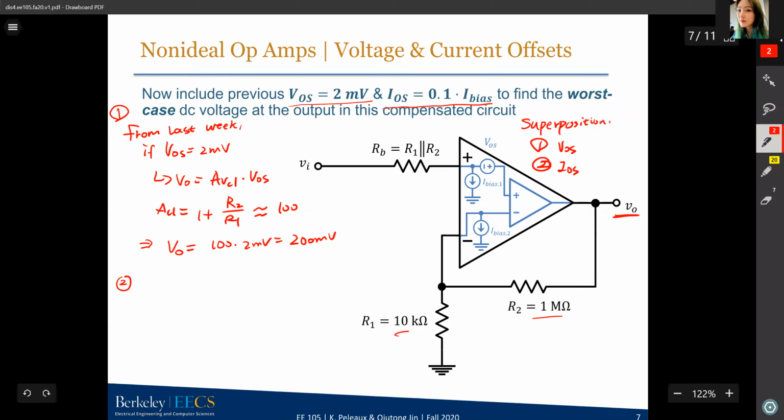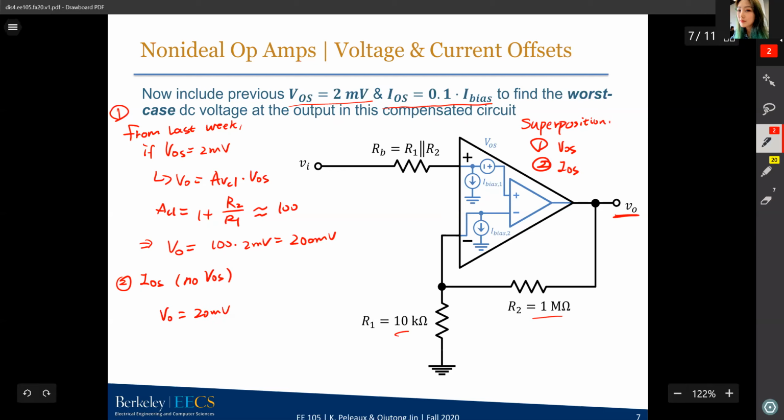And the second case is we have IOS and no VOS. So just considering what offset current we'll get. And from the last slide, a 10% or 0.1 offset current will give us a Vout of 20 millivolts.